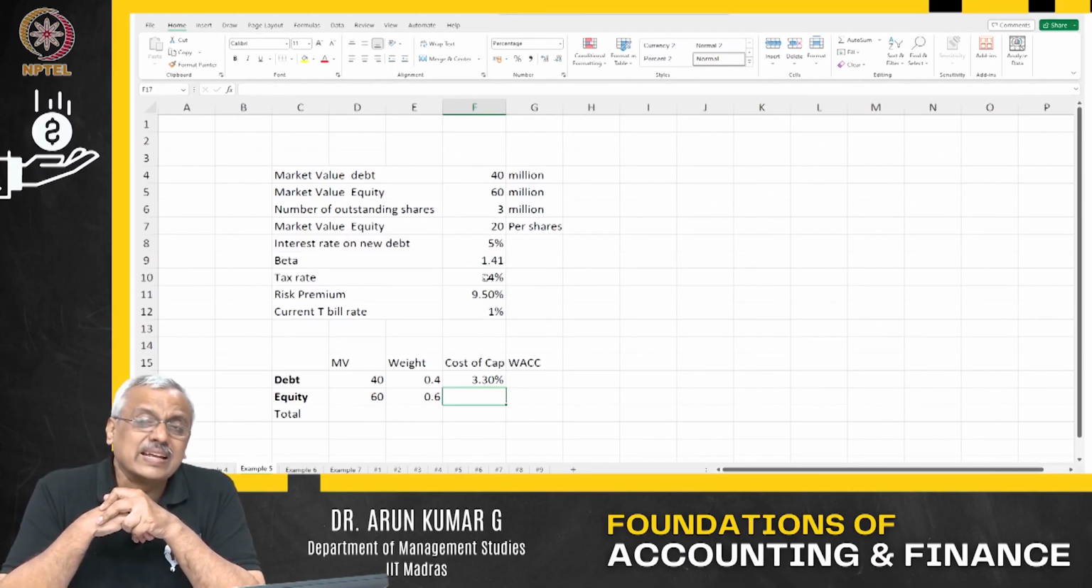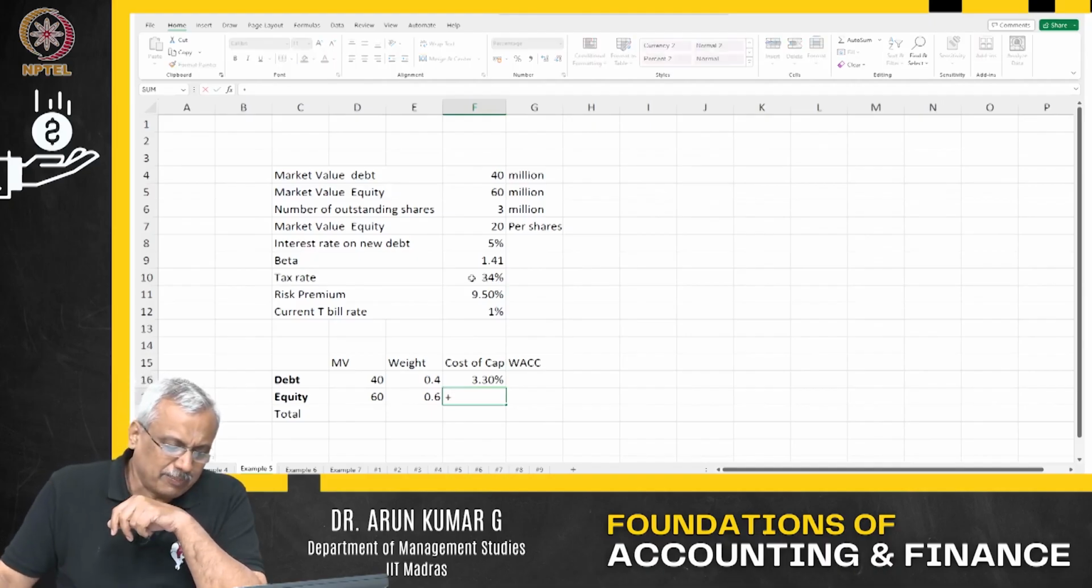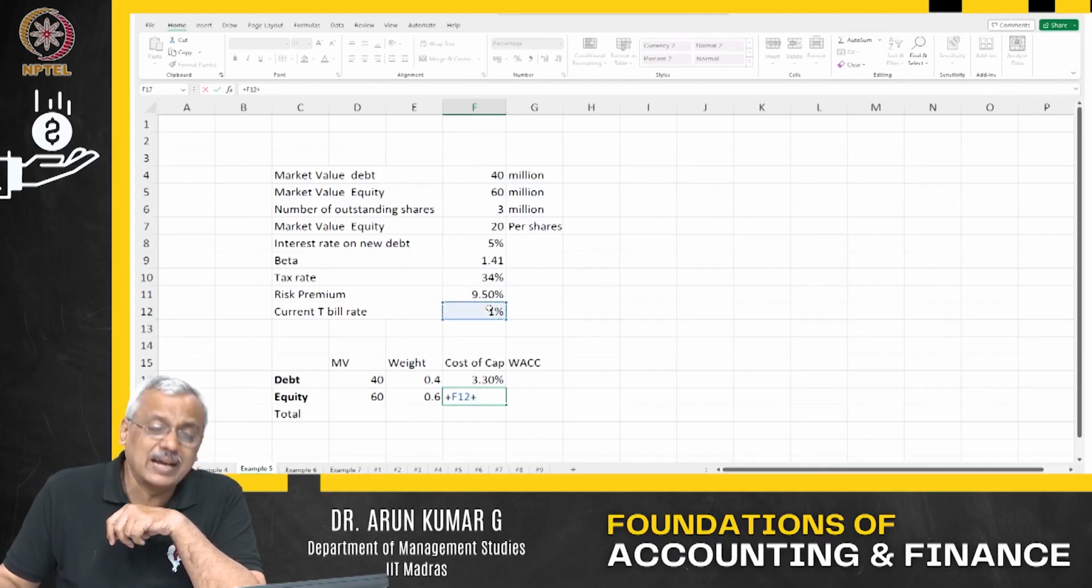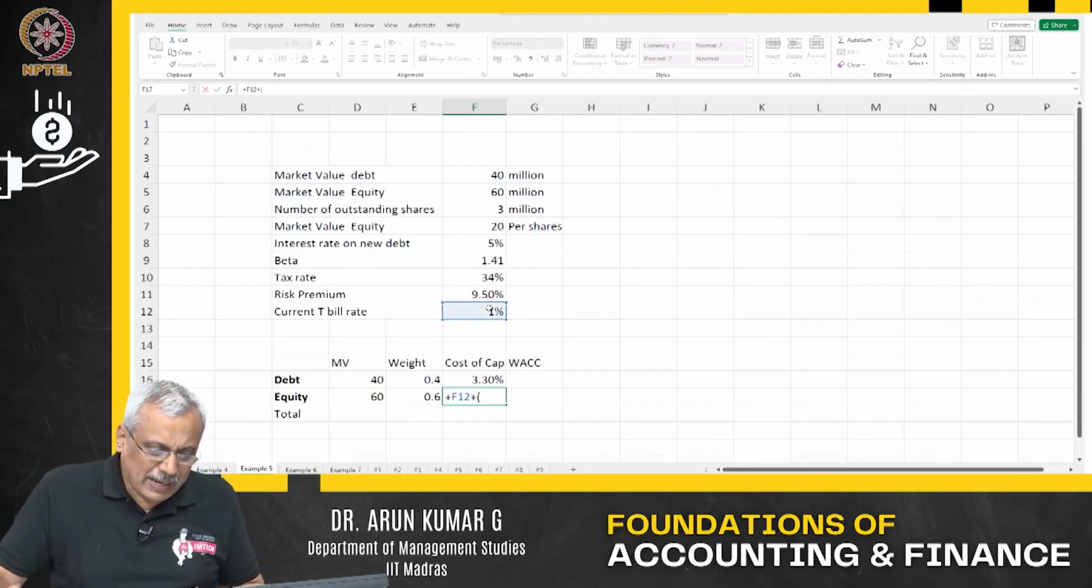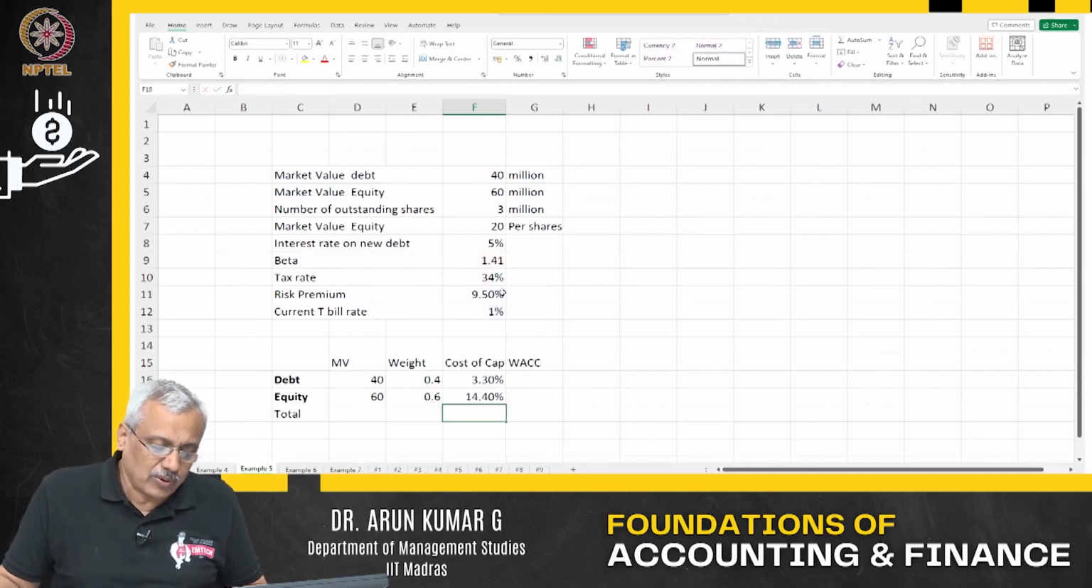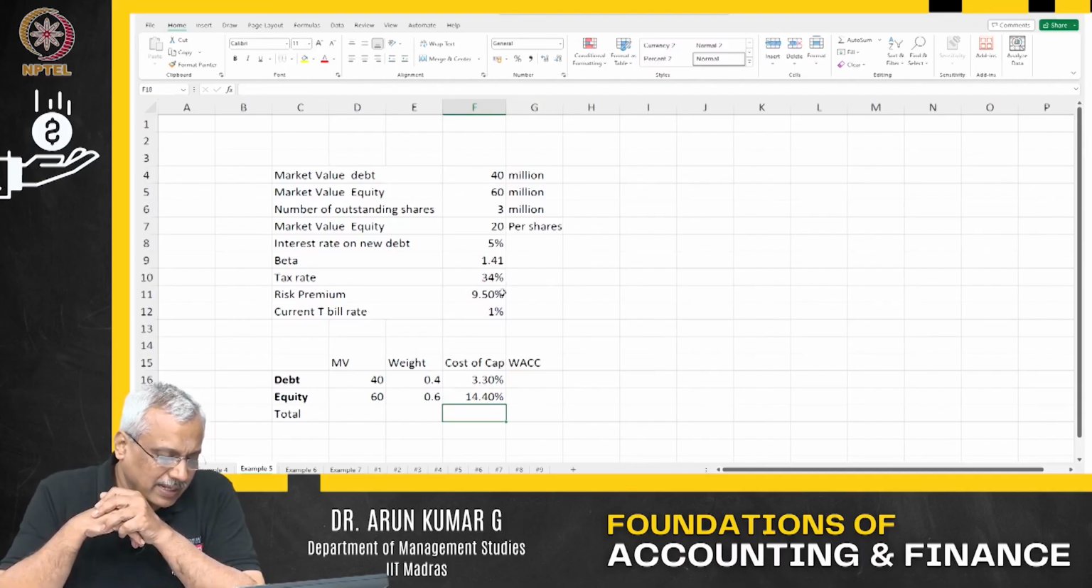What is the cost of equity? CAPM. What is the CAPM? Risk free rate, current treasury bill 1%, plus beta, which is 1.41, into the risk premium of 9.5%. So, the cost of equity is going to be 14.4%.